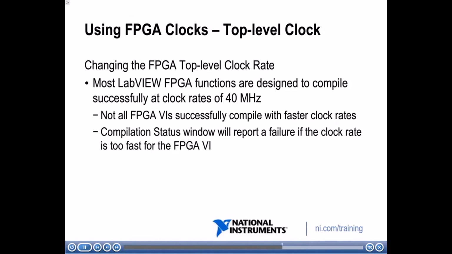So not all FPGA VIs will successfully compile with faster clock rates. For example, if I were to change that FPGA top level clock to 80 megahertz, then I might expect that some of the functions I've used that formerly compiled successfully might not be able to compile anymore, because those functions weren't necessarily designed to compile at clock rates of 80 megahertz. So if you set this up and run a compile, and there are parts of your FPGA VI that are requesting rates higher than it can support, the compile will fail and report the failure if the clock rate is too fast for the FPGA VI.